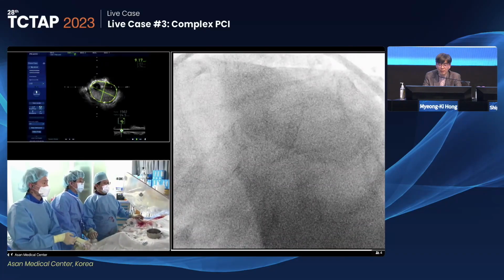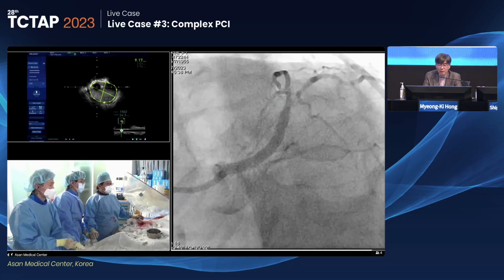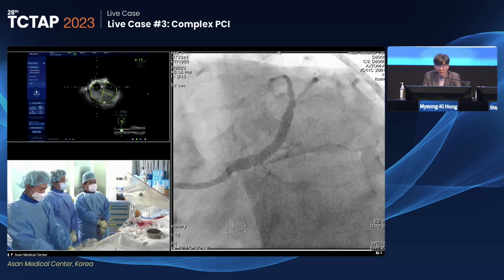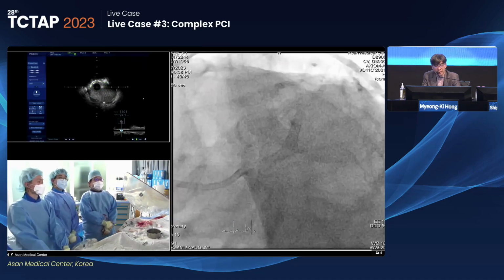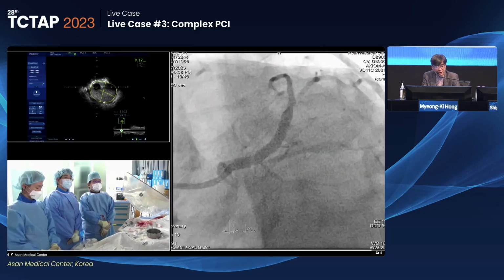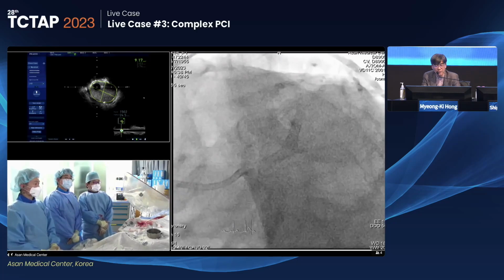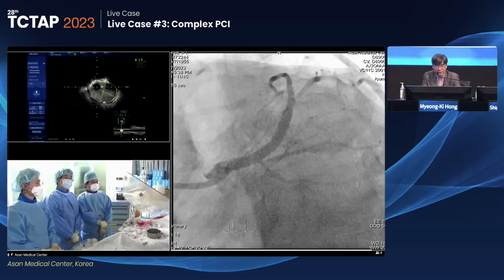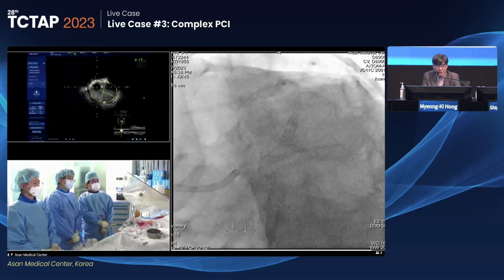Ready? Okay. Excellent. So I'd like to finish my procedure. Okay, great. I'd like to say that this is an educational case for imaging guided PCI in the in-stent restenotic region. This is a really typical case.